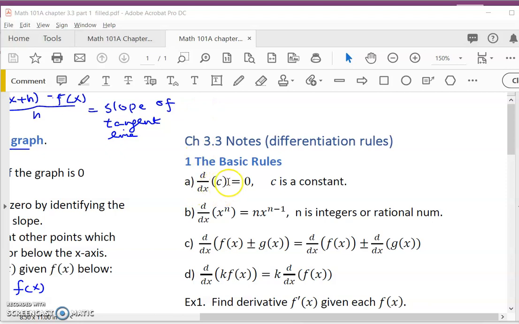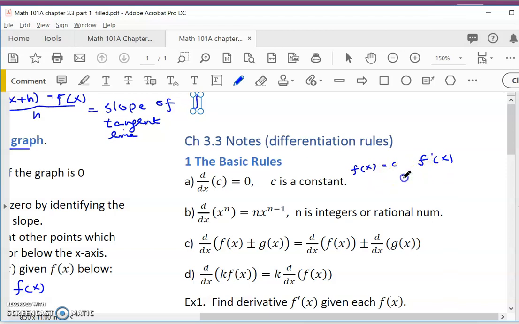So the first one is the constant rule. Meaning, if my original function is f of x equals c, a constant function, and I want to find f prime of x, of course you have to do a limit, right?